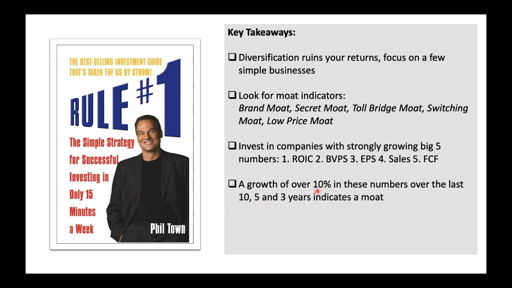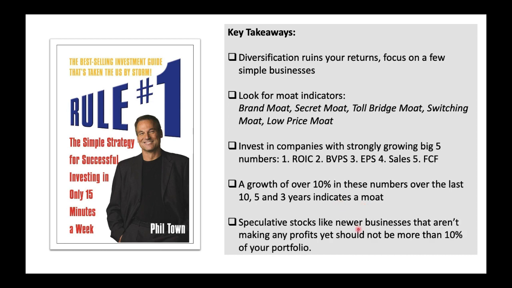And if you do see a 10% or more growth in all these 5 numbers over the last 5-10 years, that actually indicates a moat, that the company is able to steer away from competition and keep its sales and earnings growing. Phil Town also suggests that we should limit the speculative stocks in our portfolio to less than 10%. And with speculative stocks, he means newer businesses that aren't established yet, that are not making any money yet, that are not having any earnings yet, and you should not have more than 10% of your portfolio exposed to these companies.